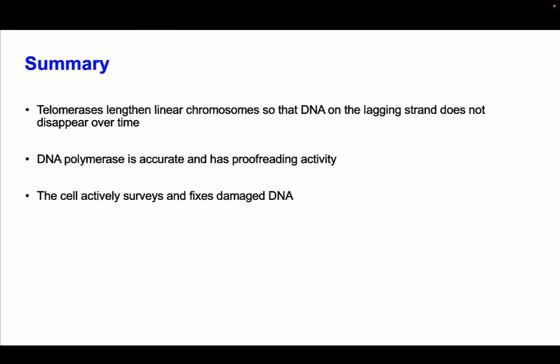So that's it for this video. To summarize, telomerases lengthen linear chromosomes so that DNA on the lagging strand doesn't disappear over time. The DNA polymerase is accurate and has proofreading activity, so it has an active site to add DNA to a parental strand. It also has an exonuclease site. And if you mutate the exonuclease site, you'll get more mistakes from the DNA polymerase. And then the cell actively surveys and fixes damaged DNA.